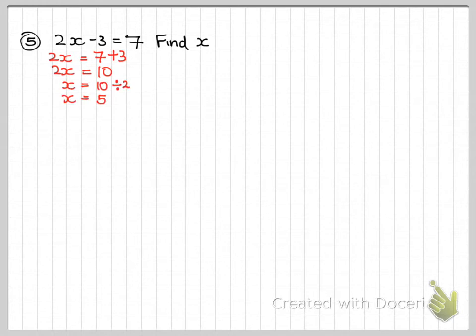We notice that the minus 3 became a plus 3, so 7 plus 3 is 10. So on the left hand side I still have the 2x. Right, 2 times x is 10. Because I've got 2 times, I have to divide by 2 on the other side. So I'm going to get x is equal to 5.